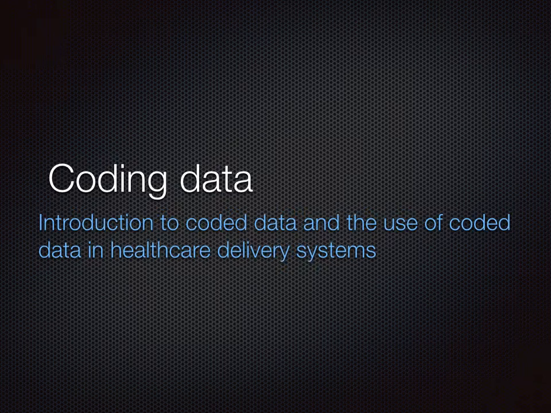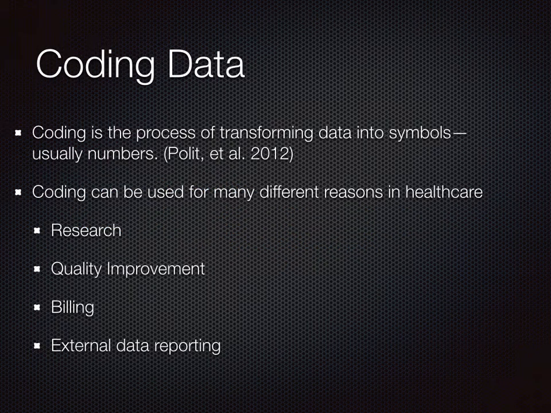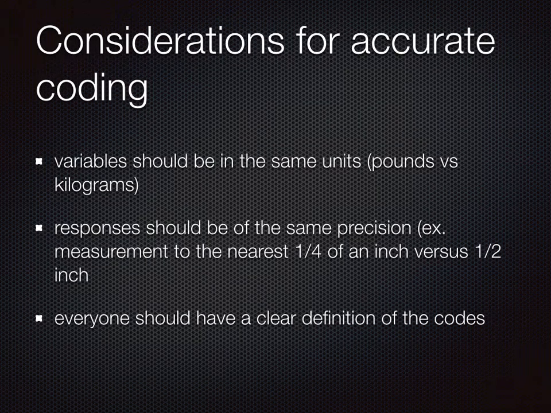First of all, I'm going to talk about the textual definition of coding data. The text describes coding as the process of transforming data into symbols, usually numbers, and it can be used for many different reasons in healthcare, such as research, which is what the text really focuses on, quality improvement, billing, and external data reporting.